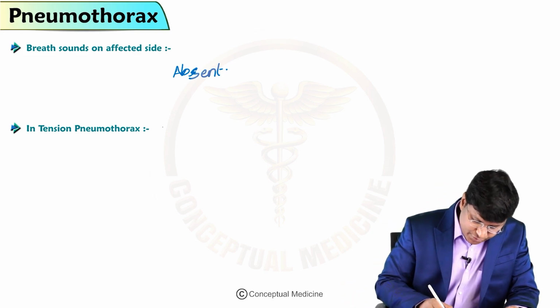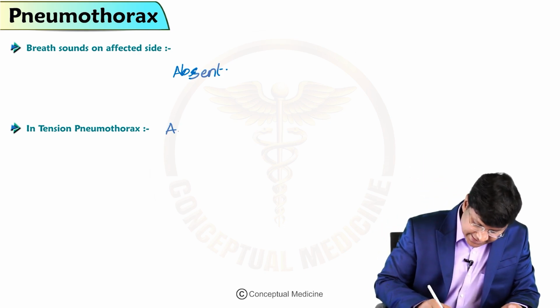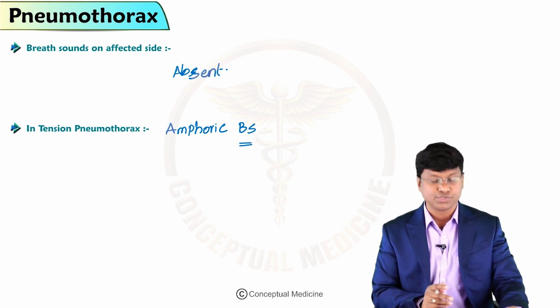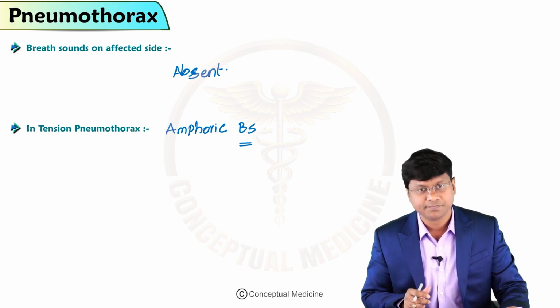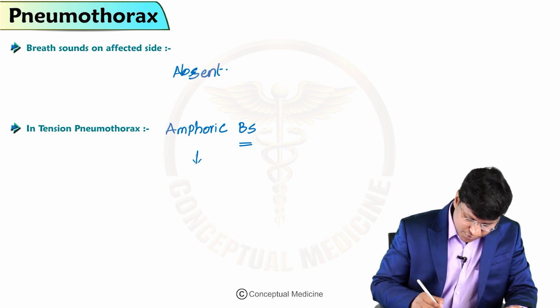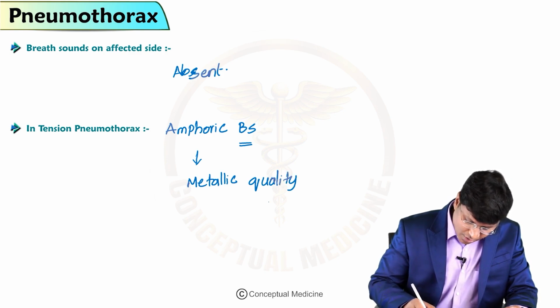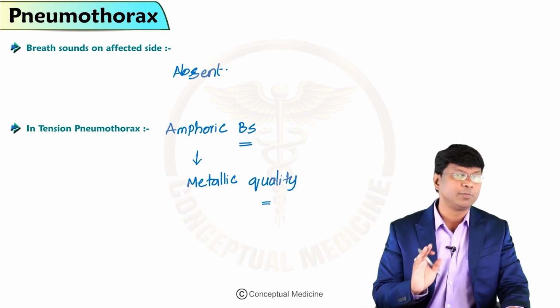But in patients with tension pneumothorax, you will hear a form of bronchial breath sounds, and that is nothing but amphoric breath sounds. So you will hear the amphoric breath sounds in patients with tension pneumothorax. And these amphoric breath sounds are those of metallic quality. It is a form of bronchial breath sounds.